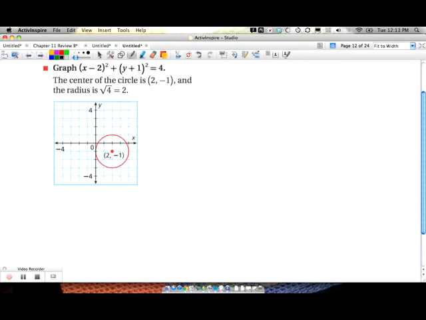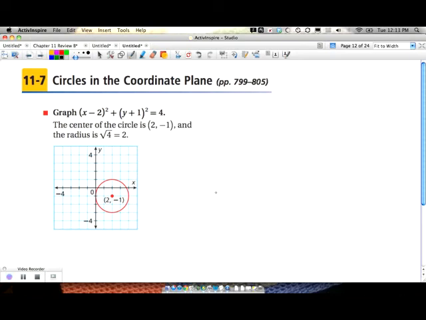Next. Okay, we're at the final stage here. The last section that's going to be on this Chapter 11 Part B test is 11-7. So if you look at the graph, it says (x - 2)² + (y + 1)² = 4. Let's look at the numbers and see where they come from.